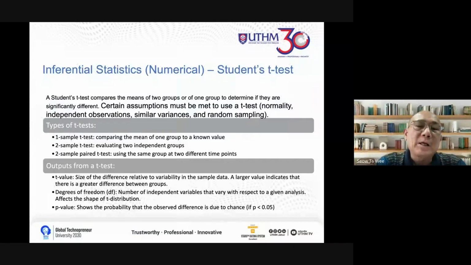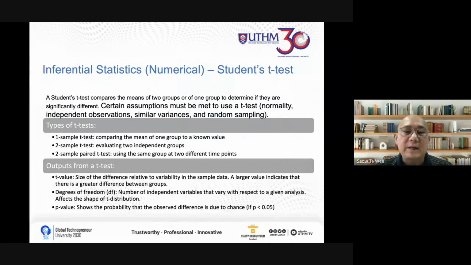Okay, so the output of the t-test. The t-test value is the size of the difference relative to the variability in the sample data. A large value indicates that there is a greater difference between the groups. Then the degrees of freedom, DF, which we normally see in the analysis. DF means the number of independent values that can vary in the given analysis, and it affects the shape of the t distribution.